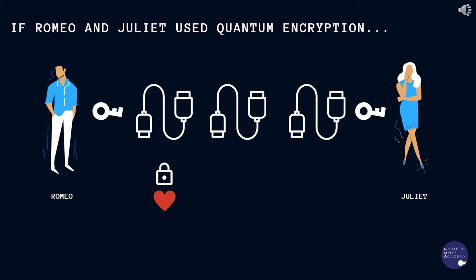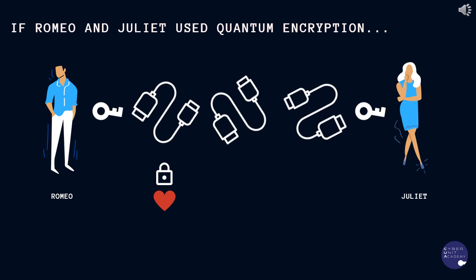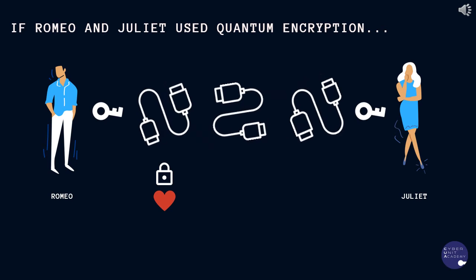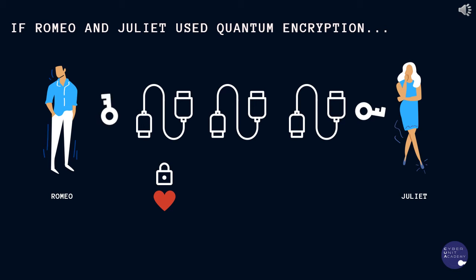How is this possible? Romeo sends a series of polarized photons over a fiber optic cable through the Italian town Verona. It is important to mention that the cable is not required to be secured due to the photons having a randomized quantum state. However, we have an unexpected guest.